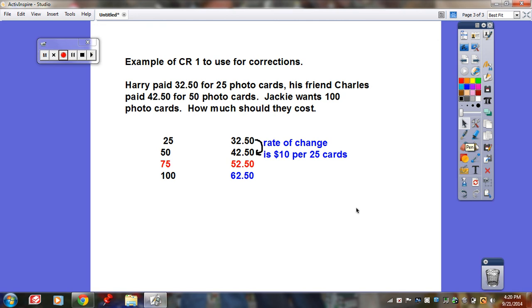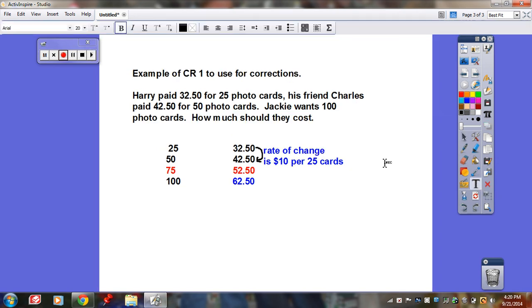The other way to look at this is if it's $10 for 25 cards, you would just look at it as rate of change and you would think of it, okay, if I'm paying $10 for 25 more cards, I would have to pay $20 for 50 more cards. And then you would just add your $25 into the price. So this is how you can correct CR1.